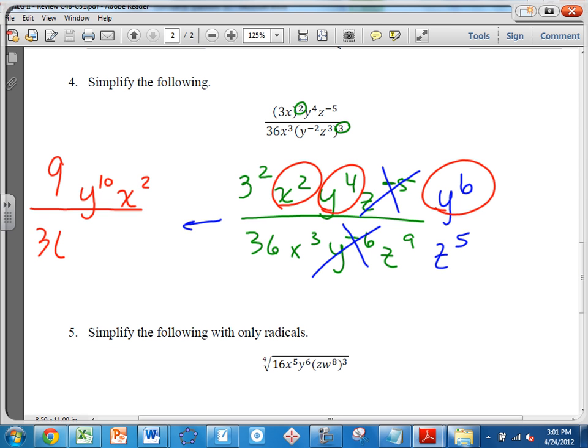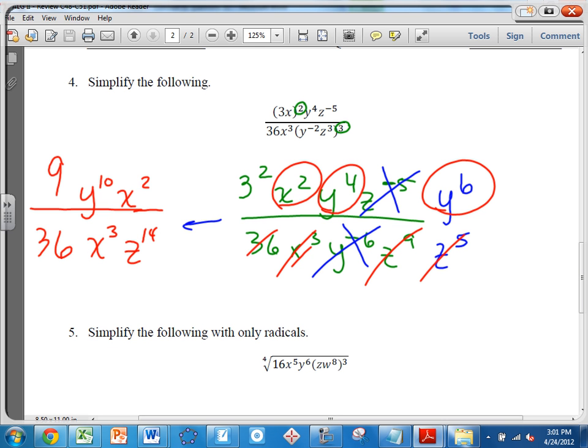How many x's down below? 3 only. How many z's? 14. There's the 14 we're waiting for. Again, the x's, there are 3 of them. Those are done. There's 14 of the z's. We put the 36 over.